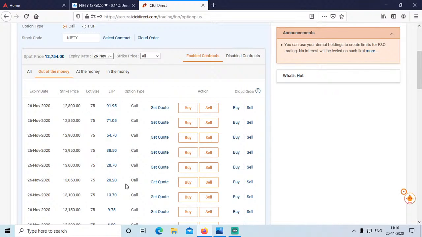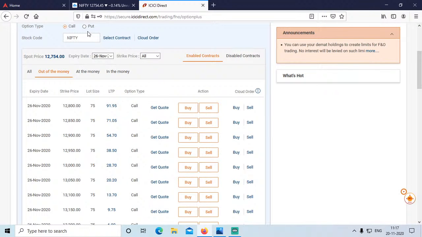So we'll just note it down. This 13,100, in the morning it was 19 rupees. Now it came to 13.70 rupees. So that's good. Similarly we are going to sell the put option as well.